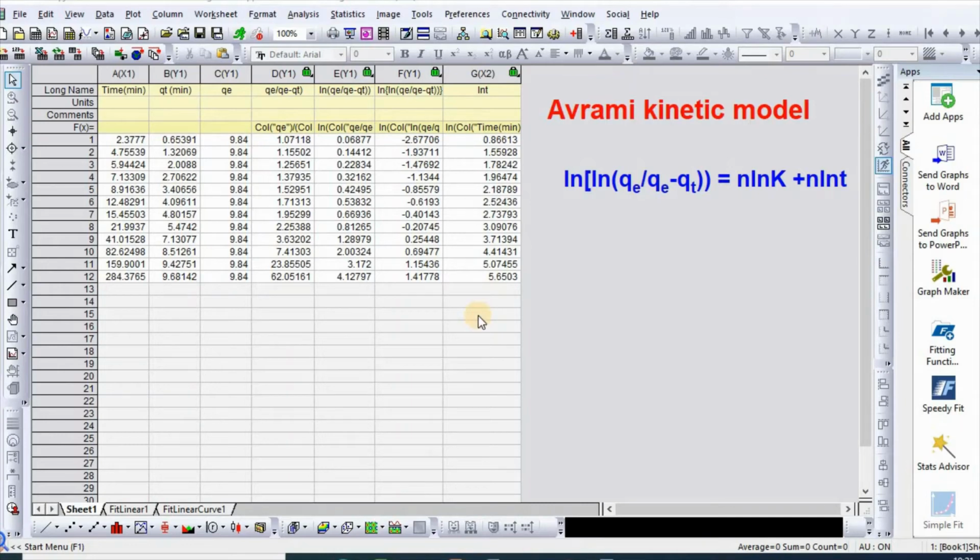In my previous video, I showed how to fit various adsorption kinetic and isotherm models. In this video, I will show you how to fit the Avrami kinetic model. This video is very important, so please do not skip.